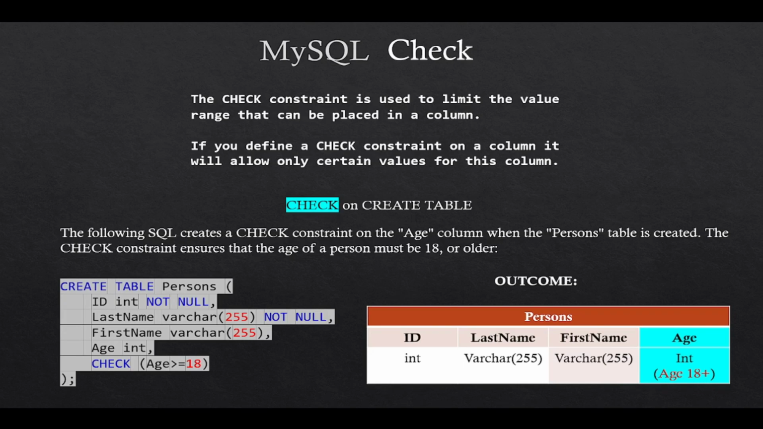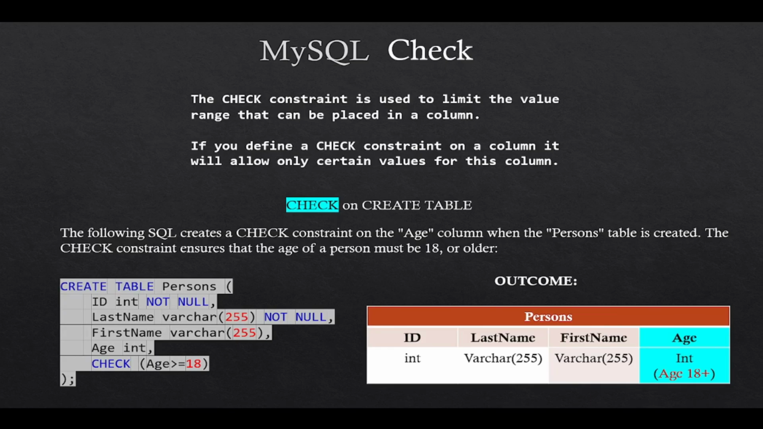Then LastName varchar(255). VARCHAR(255) indicates that it will not accept values that exceed 255 characters. So only up to 255 characters are accepted, that is the limit. Then NOT NULL. Then FirstName varchar(255). Age int, then CHECK (Age >= 18).